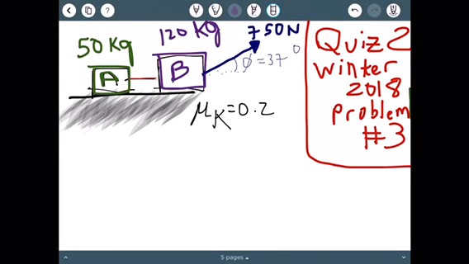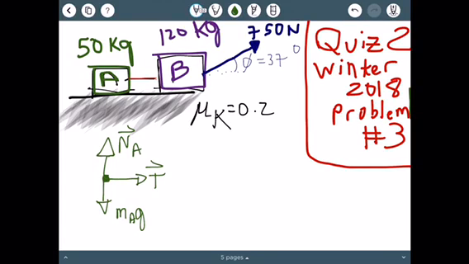Right, in this video we will do problem number 3 from quiz 2 of last year. First, we recognize that it is a sum of forces equals MA exercise. So we must do a body diagram for each object. Object A has a normal force up, it weighs straight down, the tension is pulling it to the right, and friction is opposing the movement, it's going to the left.